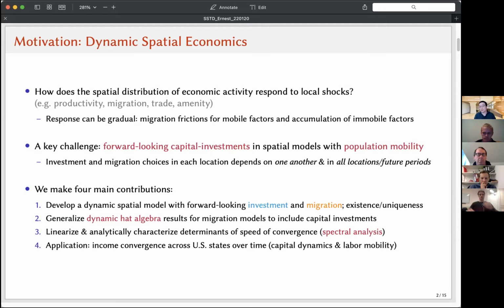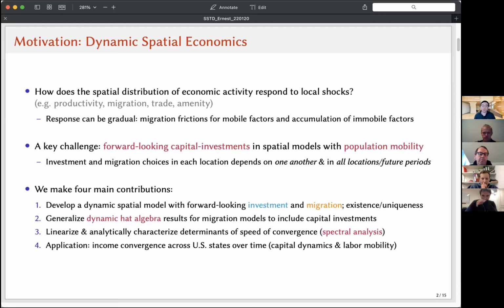We're going to characterize and analyze the model. We're going to show existence and uniqueness of steady state. We're going to generalize the dynamic hat algebra results developed by Caliendo, Dvorkin, and Parro for dynamic migration models to include capital investments. We're going to linearize the model and analytically characterize the determinants of the speed of convergence of this economy. How fast or slow does the spatial distribution of population and capital stock converge to the steady state? What are the determinants of the speed of convergence, using spectral analysis tools?